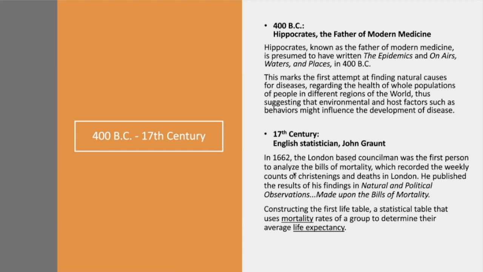In the 17th century, specifically 1662, the London-based councilman John Graunt was the first person to analyze the Bills of Mortality, which recorded the weekly counts of christenings and deaths in London. He published the results of his findings in Natural and Political Observations made upon the Bills of Mortality. He also constructed the first life table, a statistical table that uses mortality rates of a group to determine their average life expectancy.